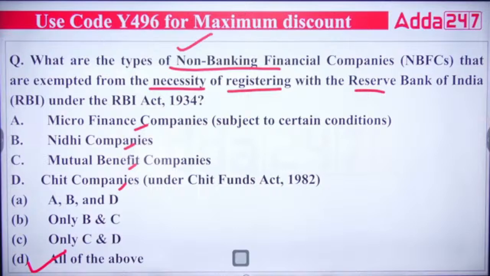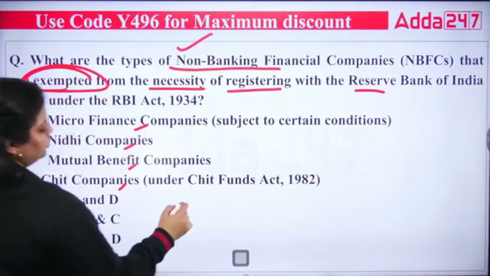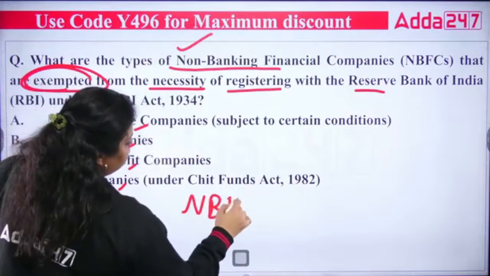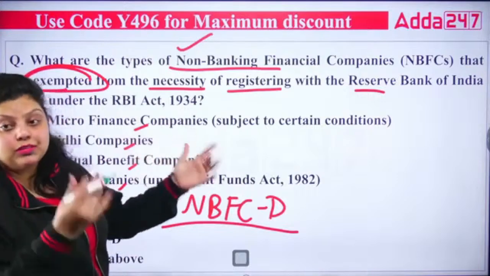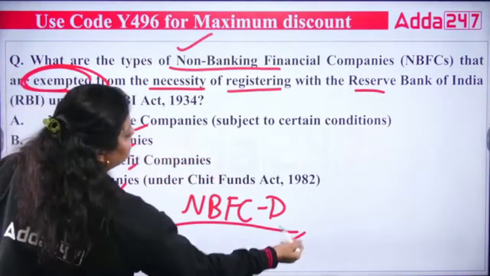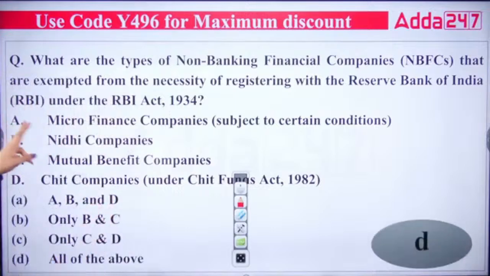They all are exempted. So when you talk about asset reconstruction company, Nidhi company, mutual benefit company, chit fund company, merchant banking companies, microfinance companies, they do not have to be registered because they have been exempted. Those NBFCs which are actually accepting deposit from public, that you can see NBFC D, deposit taking NBFC, they have to be registered with RBI. So right answer here will be D, all of the above. Okay, all of the above are exempted.